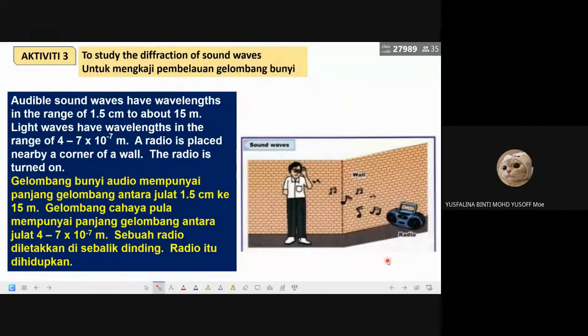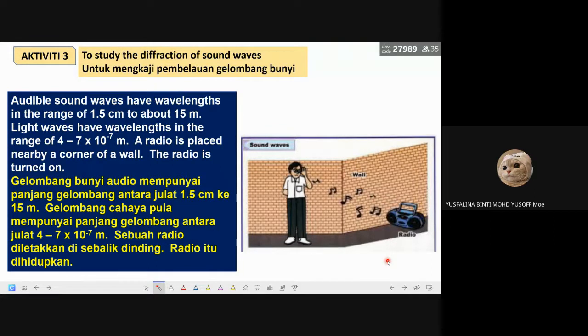Okay, the next part. Now we have already studied the diffraction of water waves. All that is actually for water waves. Now we will learn about the diffraction of sound waves. The first one says the audible sound wave has a wavelength in the range of 1.5 cm to about 50 meters.